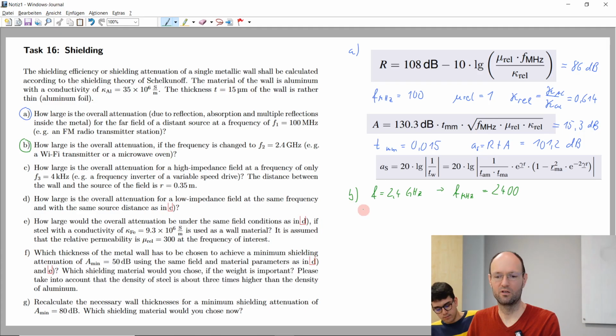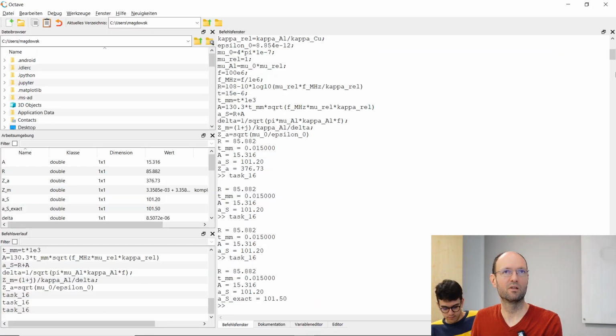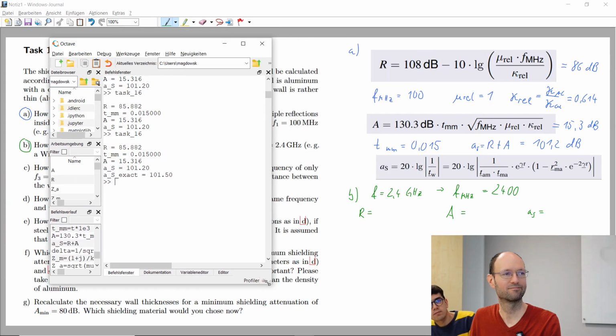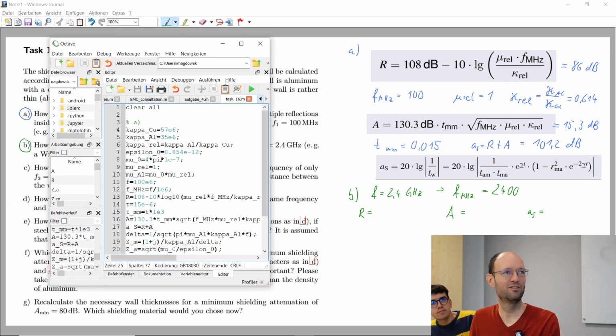Okay, so we can do it again. I think I have some space here to write. We need to recalculate R, we need to recalculate A, and we need to recalculate our total shielding efficiency. And now I have the big advantage that I have Octave here, and I just need to change some values in my calculation.